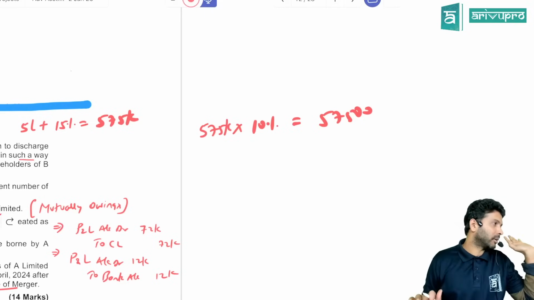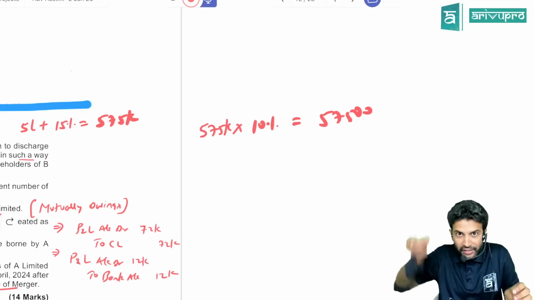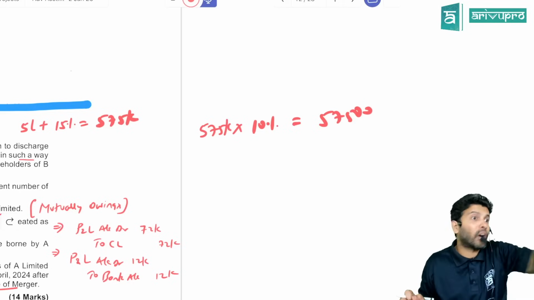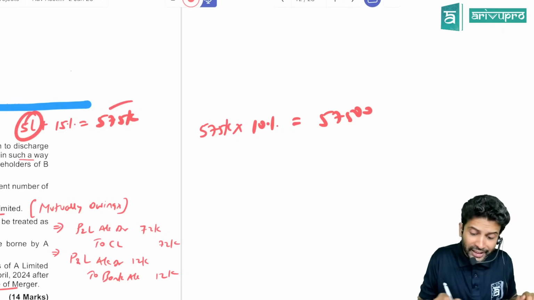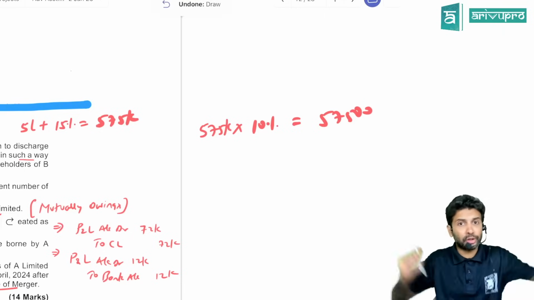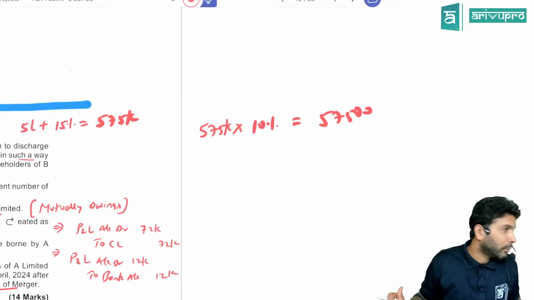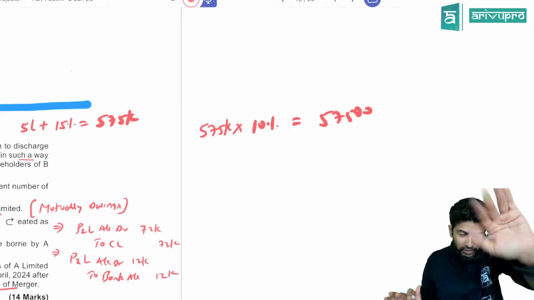That is the hidden adjustment. Everybody understood? It's like you're giving something extra, but at the same time not giving extra. Because you told the preference shareholders that instead of 5 lakh, I will give you 5 lakh 75,000. They're fully celebrating, but the moment they started, you said, wait.